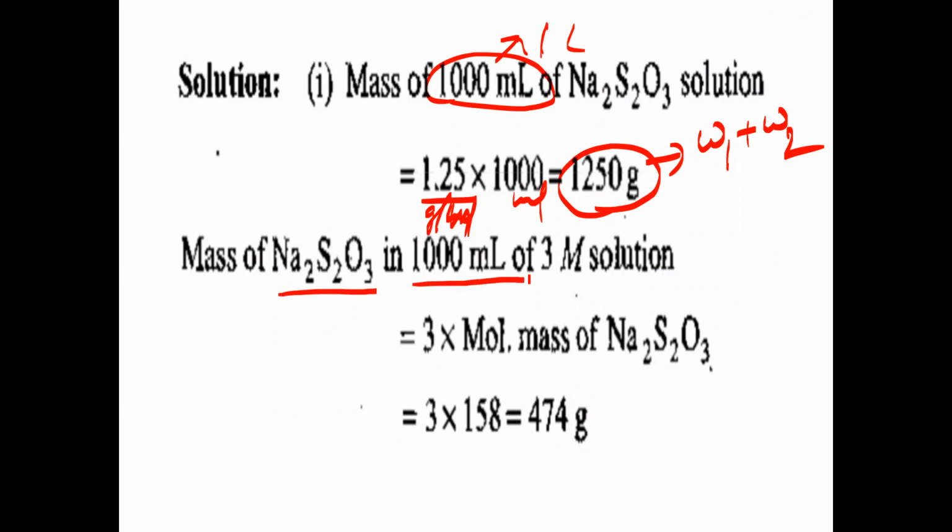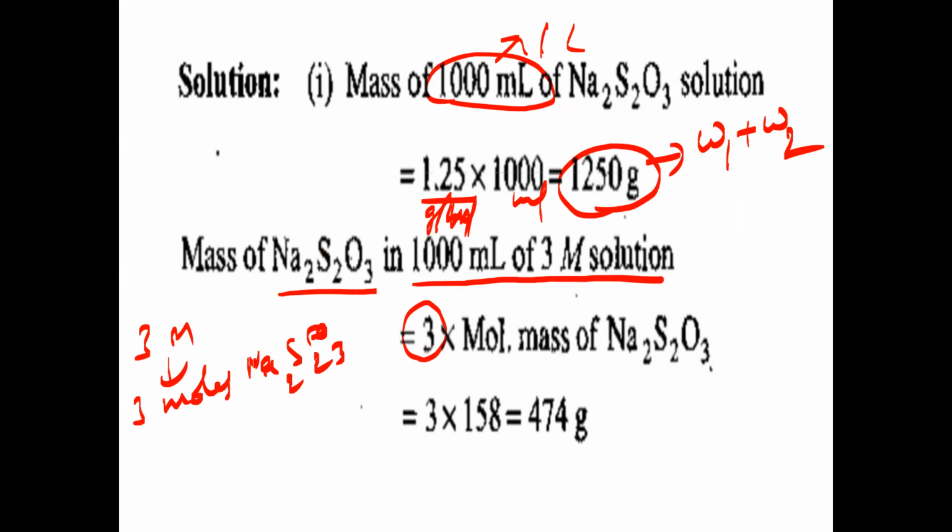Now the mass of Na2S2O3 in 1000 ml of 3 molar solution. Tell me, what does 3 molar mean? It means 3 moles of Na2S2O3 in 1 liter. 1 liter means 1000 ml. So the volume of solution is 1000 ml, and the number of moles of Na2S2O3 is 3 moles.